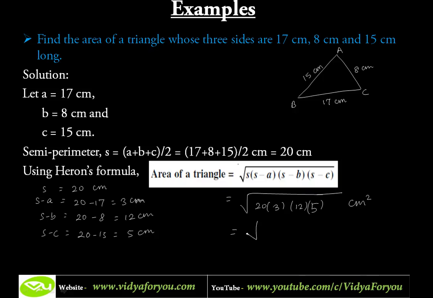So this is nothing but root of 20 into, let's write 20 as prime factors, 4 into 5, this will be 3, this will be 4 into 3, this will be 5. So you can see 4, 4 and 5, 5 and 3, 3 are in pair. So it will be 4 into 3 into 5, 60 centimeter square. That's it.